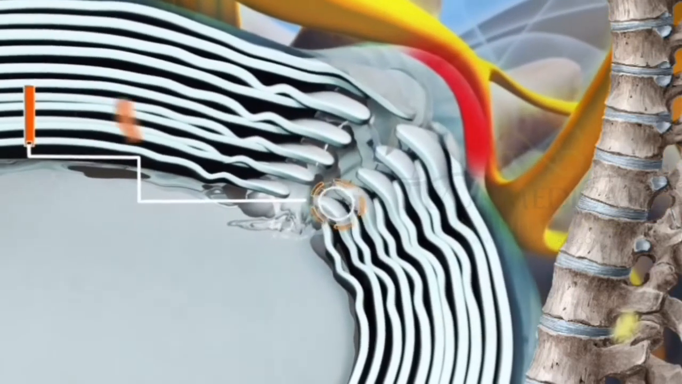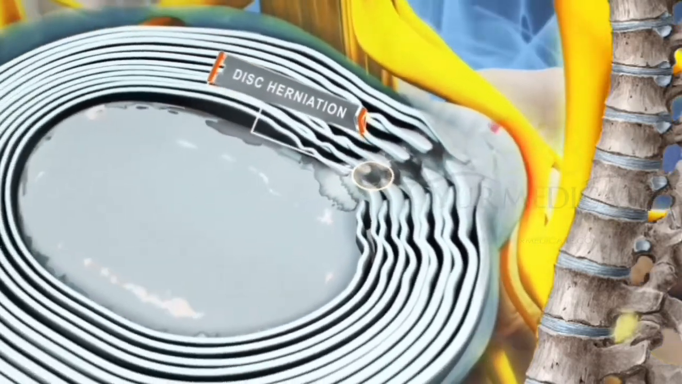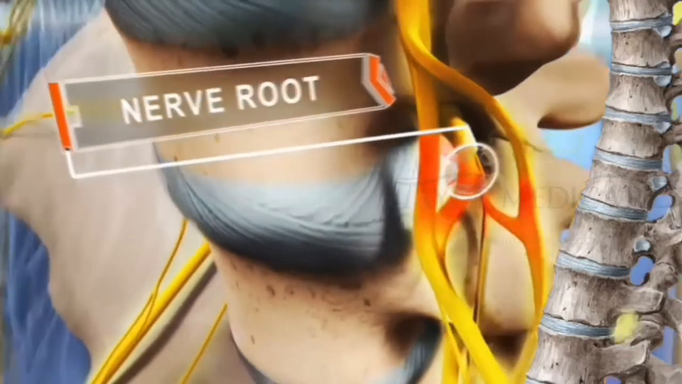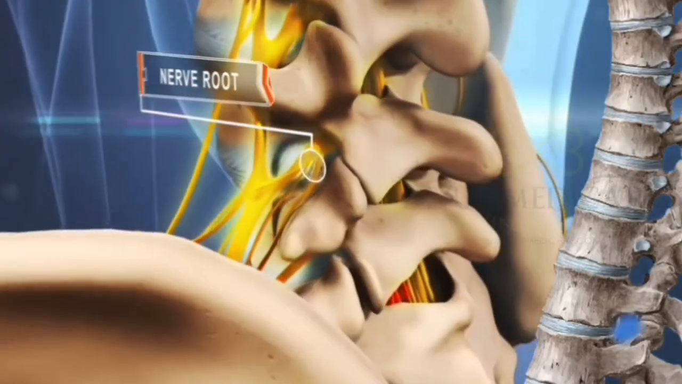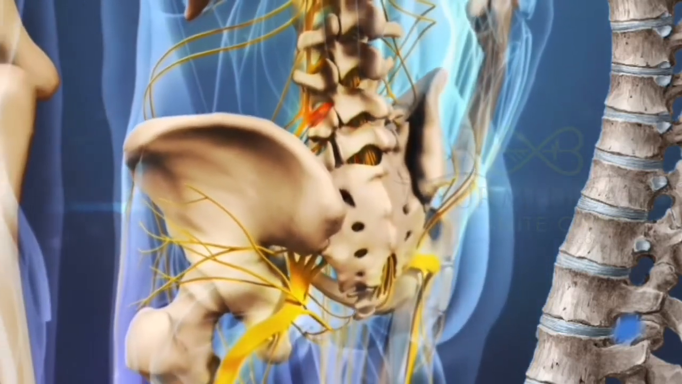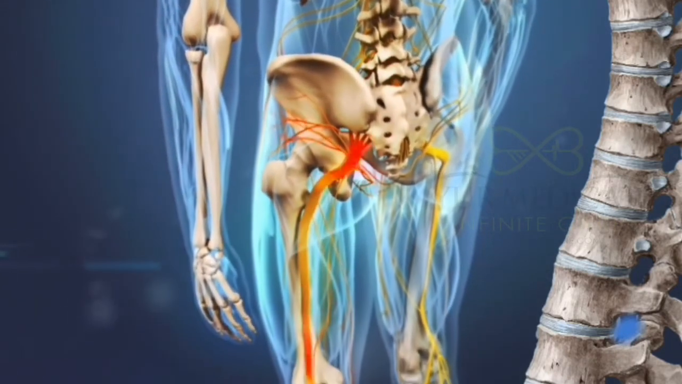In the case of a lumbar disc herniation, it's underneath the spinal nerve root and can put direct pressure on the nerve. The nerve root extends down the leg. So any type of pinching or pressure on the lower spine can cause pain, numbness, tingling or weakness to radiate along the path of the nerve down the leg.